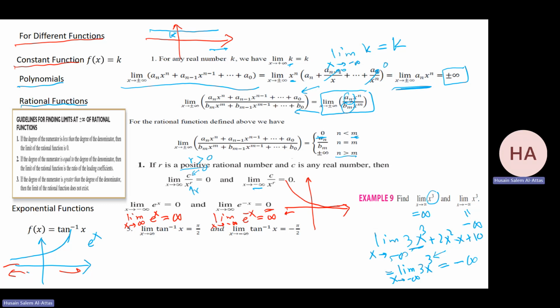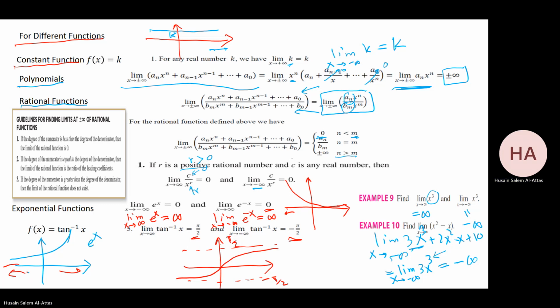Tan inverse. I'm trying to do different functions. Tan inverse. I know this is pi over 2, and this is, if you remember the graph, minus pi over 2, and the function is doing something like this. So as it goes to infinity, I'm getting what? Pi over 2. Minus infinity, minus pi over 2 for tan inverse of x. So just to remind you about some of the known functions.